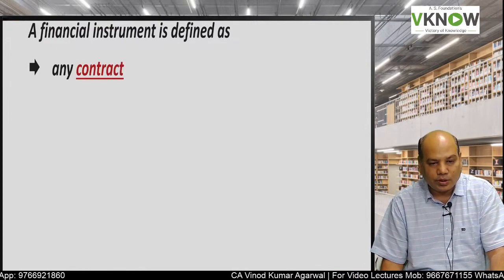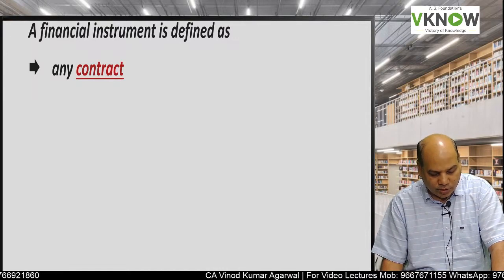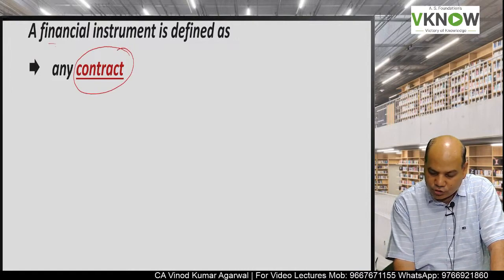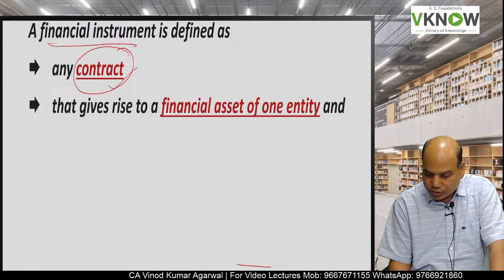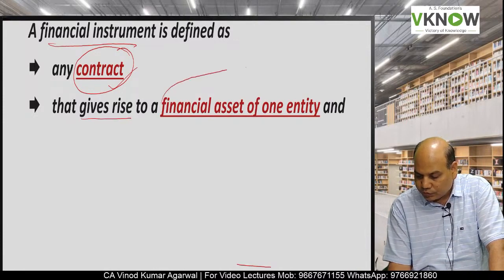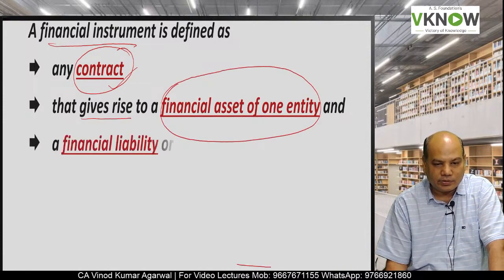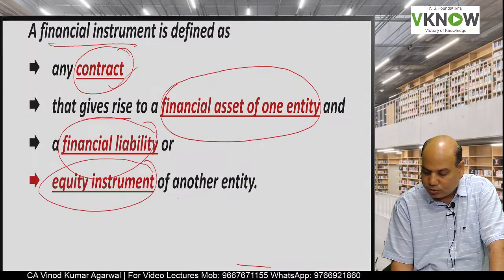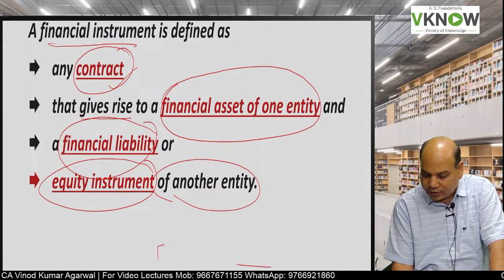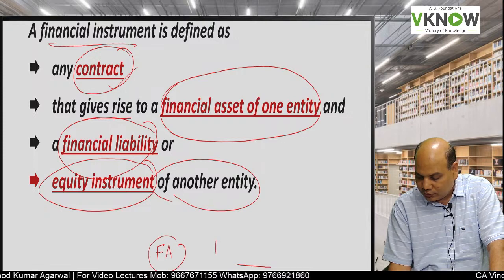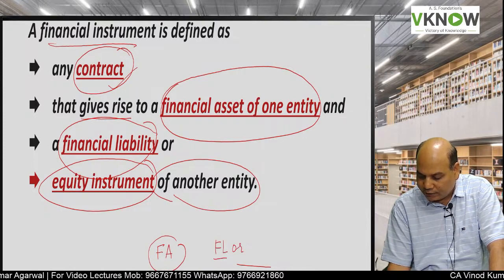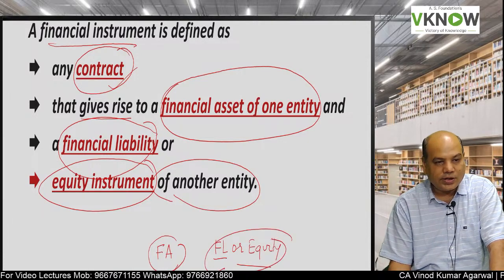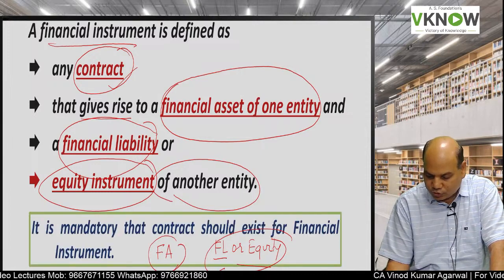What is a financial instrument? A financial instrument is a contract. So first feature of financial instrument is it should be a contract. The contract should give rise to financial asset for one enterprise, and it should give rise to financial liability or equity instrument of another entity. For one entity it is financial asset, for other entity it should be either financial liability or equity. If this condition is satisfied, then this is a financial instrument.